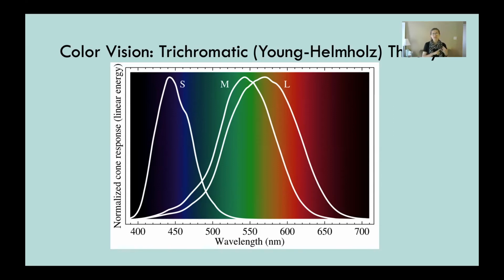The first is the trichromatic or the Young-Helmholtz theory, which was first posited back in the 1800s before we had any way of really measuring what was in the human eye or the human brain. This theory states that the reason you see color is because you have 3 types of color receptors in your eye that respond to different wavelengths of light. So basically they pick up different colors, so to speak, of light.